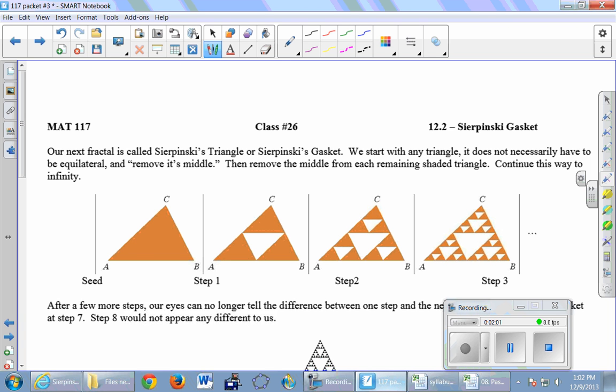Okay, thank you. So here's a picture of the first few steps of this thing called Sierpinski's triangle or Sierpinski's gasket. So we start with a seed triangle, just any old ordinary triangle. In the pictures below, it's going to be an equilateral triangle, but it doesn't have to be. And then you remove the middle. The middle is in quotes here, so it's not really clear. It's got to be something more precise than just saying remove the middle.